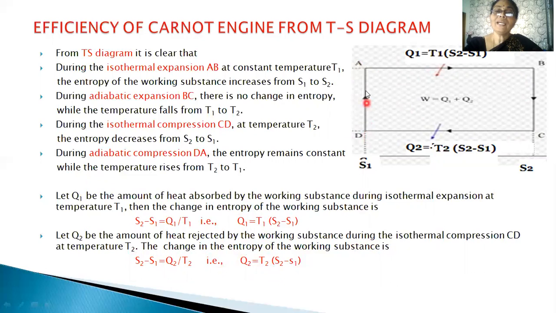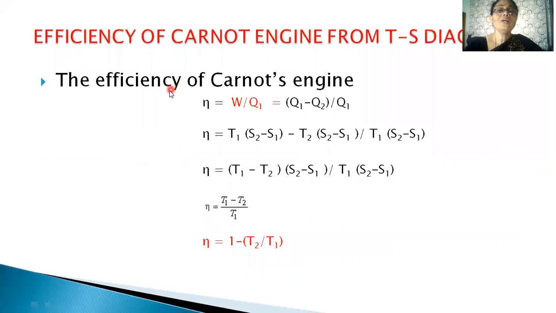Between D and A, what is happening? Adiabatic compression is taking place. That is, once again the entropy remains constant. So we only have to calculate the change in entropy during AB and during CD. Now we can calculate the efficiency of the Carnot engine.